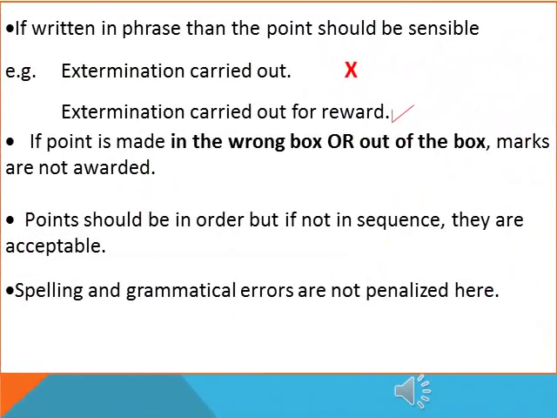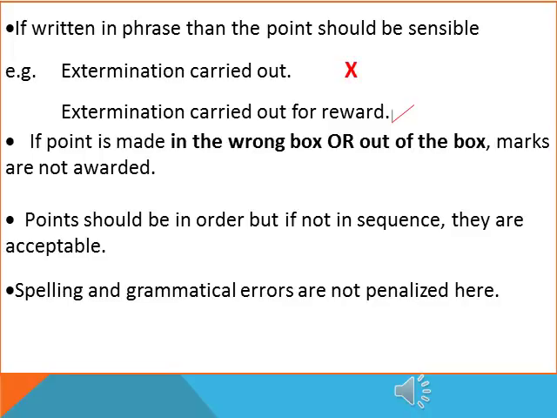In the information, make sure that you do not delete the most significant details. For example, here, extermination carried out. The reason is more important. So if you do not write why the animals are being killed, then you would not gain the marks for it. Try to write the points in the same box according to the theme.